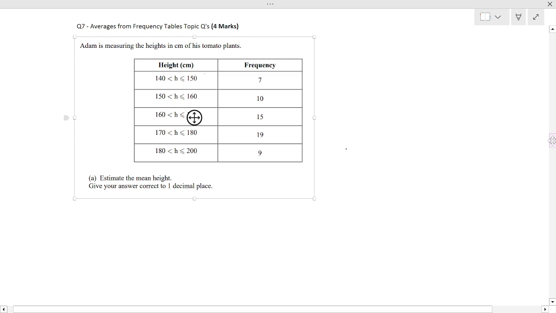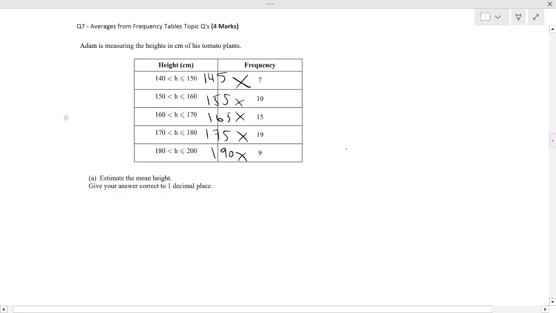So the midpoint then is going to be 145, and then we're going to times by the 7. Likewise down here, it'll be 155 times by the 10, 165 times by the 15, 175 times by 19 and 190 times by 9. And then we just compute it all, right? So 145 times 7 is 1015. I can see that immediately, 155 times 10 is going to be 1550.